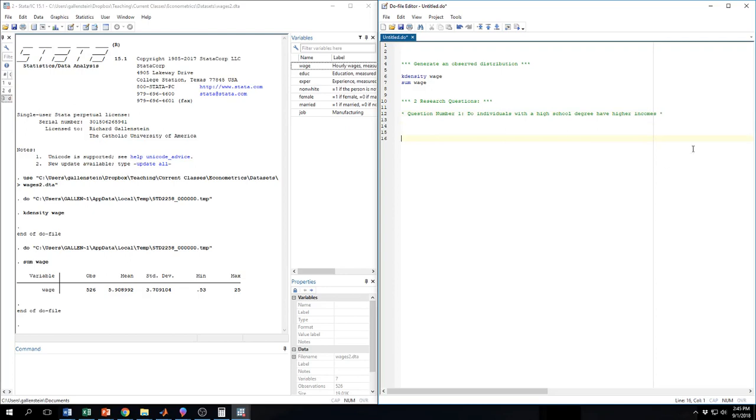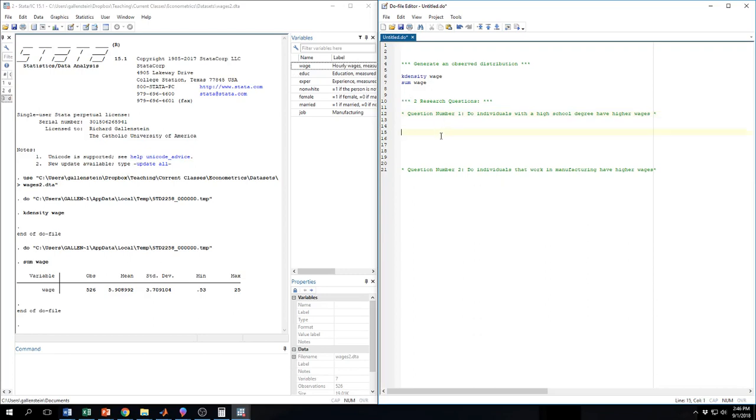And then question number 2, we'll put this down here. We'll answer them separately. Question number 2 is, do individuals that work in manufacturing have higher incomes? Actually, I should say wages because we're looking at wages in this data set. Okay, wages. All right, so 2 research questions.